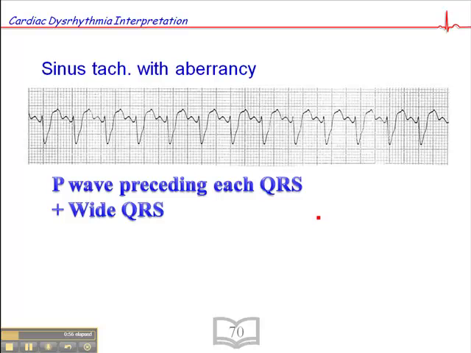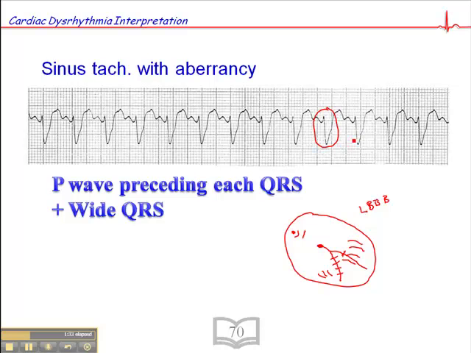Aberrant conduction might simply mean that, for example, we have the SA node firing normally and getting through the AV node down the bundle of His. And then when it goes down the bundle branches, it may encounter a block, for example, a left bundle branch block. In this case, if there's a left bundle branch block, that means that the wave of depolarization happens very quickly down the right bundle branch and across the right ventricle. But in order for the left ventricle to depolarize, it has to depolarize from muscle cell to muscle cell, which is slower, giving us this wide QRS complex.